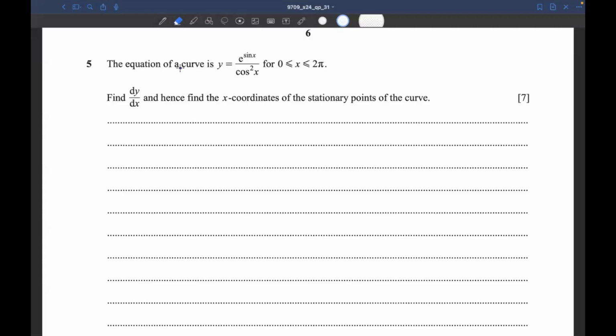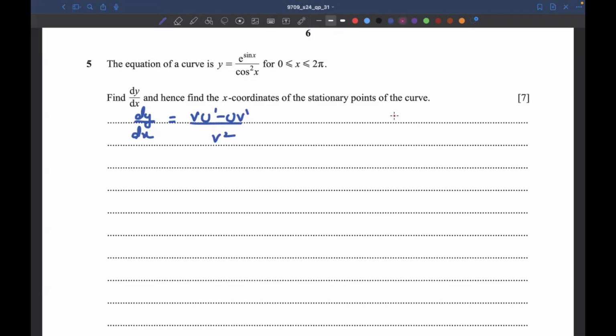In question 5, the equation of a curve is given as y equals e power sine x upon cos square x. We have to find dy dx and then find the x coordinates of the stationary points of the curve. So in the first step, we'll find dy dx, and as the terms are dividing, we'll apply the quotient rule, which is vu dash minus uv dash upon v squared.